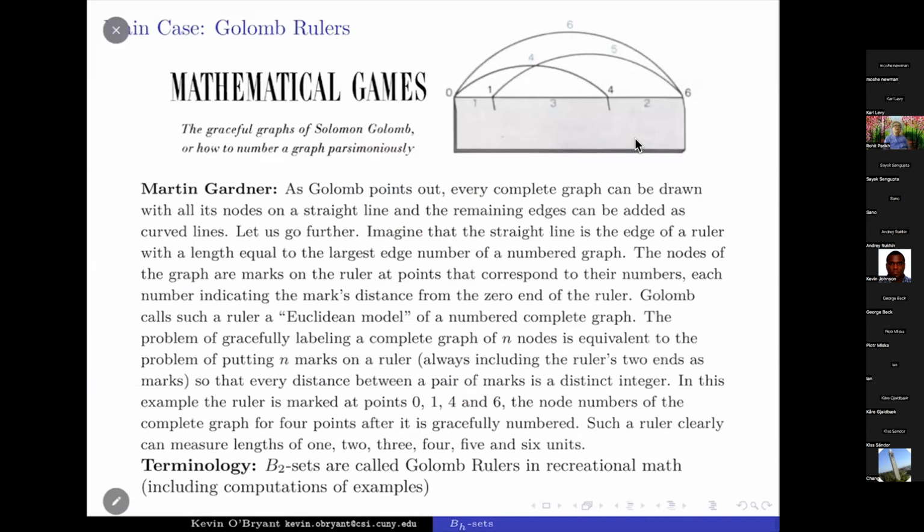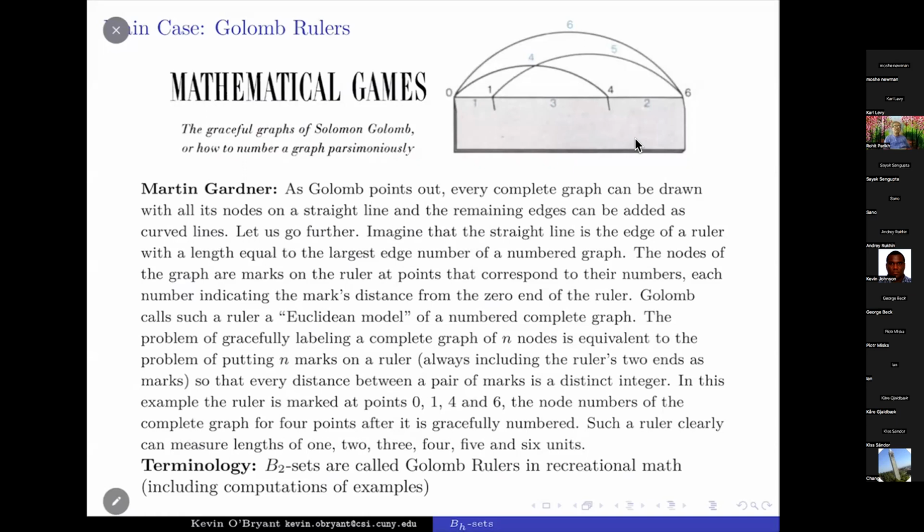So a separate recreation of this happened. This was in the Scientific American magazine. Martin Gardner had a column for decades in that, and he wrote. So I find this almost incomprehensible, but I know what he's trying to say, so I can make sense of it.